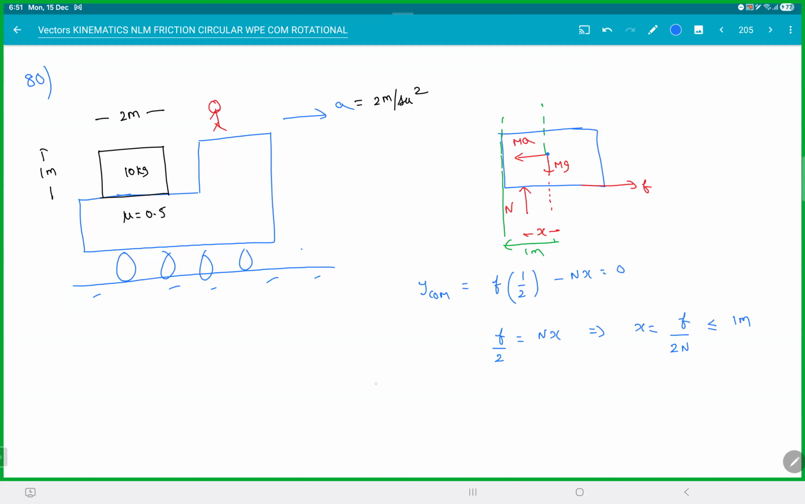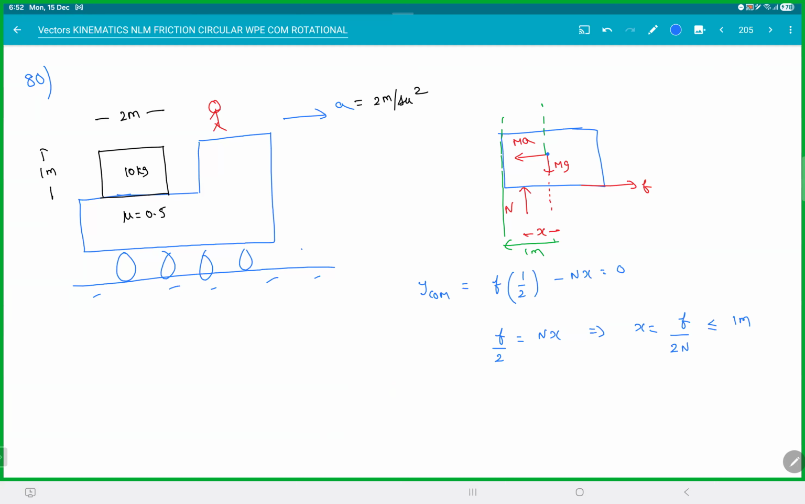Now we have two cases. You're slipping, then F is maximum. Then your answer becomes mu N by 2N is less than 1. And mu is also given. If you're slipping, and mu is less than or equal to 2, then it definitely topples. There's nothing you can do about it.